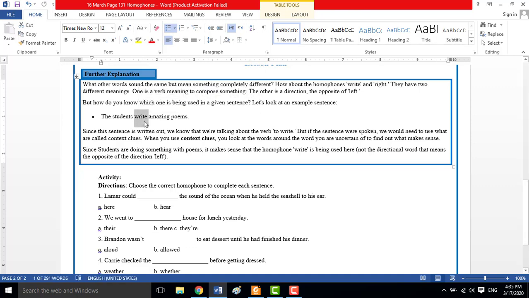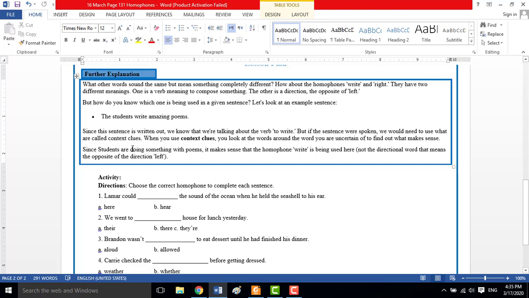The meaning will be the important part in writing. The students write amazing poems. Since this sentence is written, we know that we are talking about the verb write, so you can read it with no problem. But the problem comes when the sentence is spoken. In the spoken language, we need to use context clues. From the meaning of the sentence, we can say whether it means the opposite of left, or it means to compose. When you read the context clues, you look at the words around the word you are uncertain of to find out what makes sense.